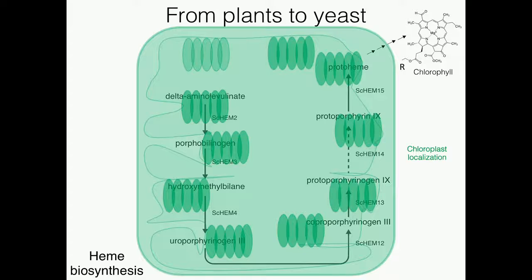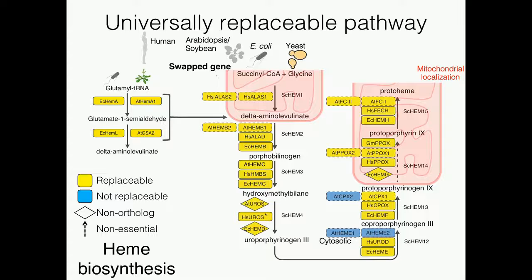And we then went into plants. It turns out that in plants this pathway is also conserved and makes chlorophyll. All right, and it's entirely chloroplast localized. And plants also work. Plants have many duplicated genes in this pathway. The majority of them worked, except for one reaction, which is at SCHAM12. But plants replace, E. coli replaces, humans replace. So I think we have now found a universally replaceable pathway, which is the heme pathway.